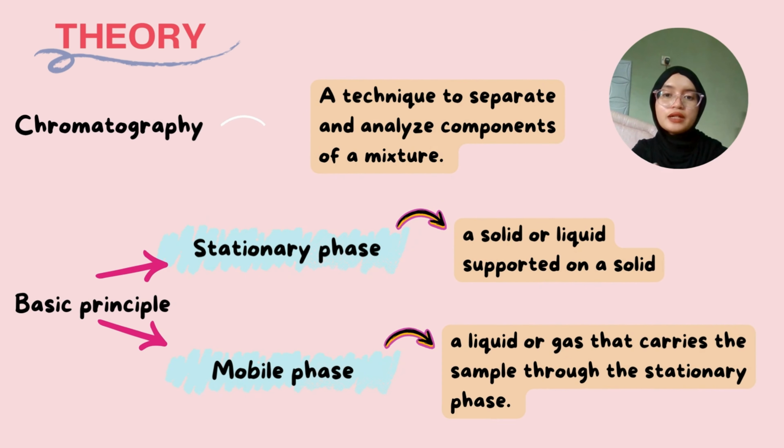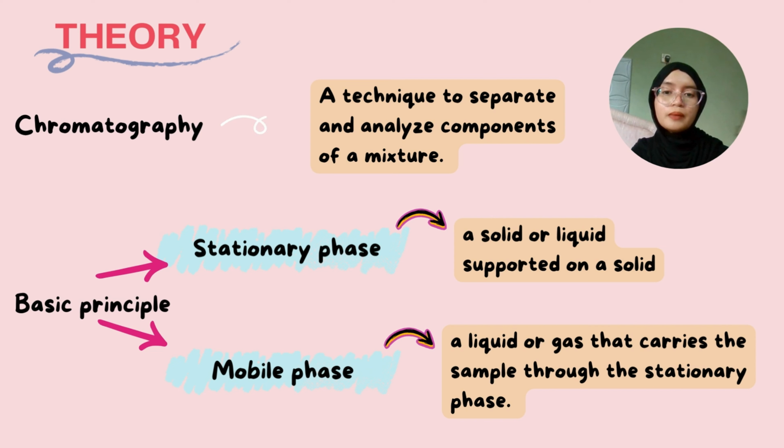As we know, chromatography is a technique used to separate and analyze components of a mixture. The basic principle involves a stationary phase and a mobile phase. The stationary phase is a solid or liquid supported on a solid, while the mobile phase is a liquid or gas that carries the sample through the stationary phase. The different components of the sample move at different rates due to their varying affinities for the stationary and mobile phase, leading to the separation.